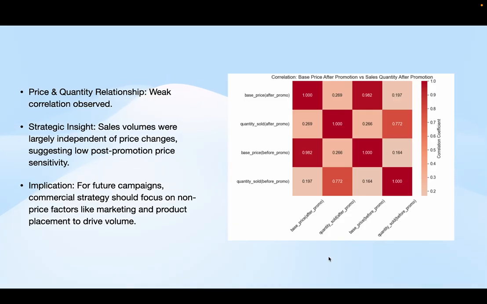Looking at the correlation heat map, we found only a weak link between the final price and the quantity sold. This tells us that for this campaign, price wasn't the main driver. Factors like brand loyalty, the festival itself, and the promotion type were likely more important in convincing customers to buy.